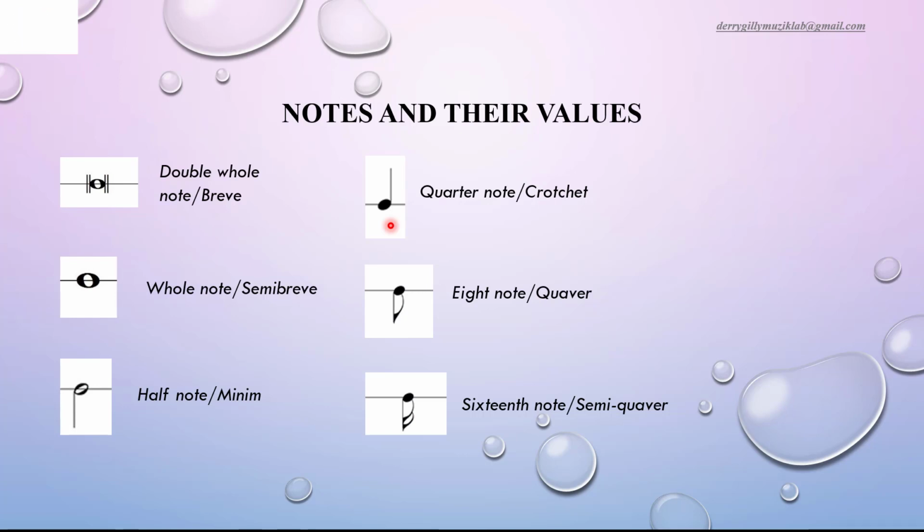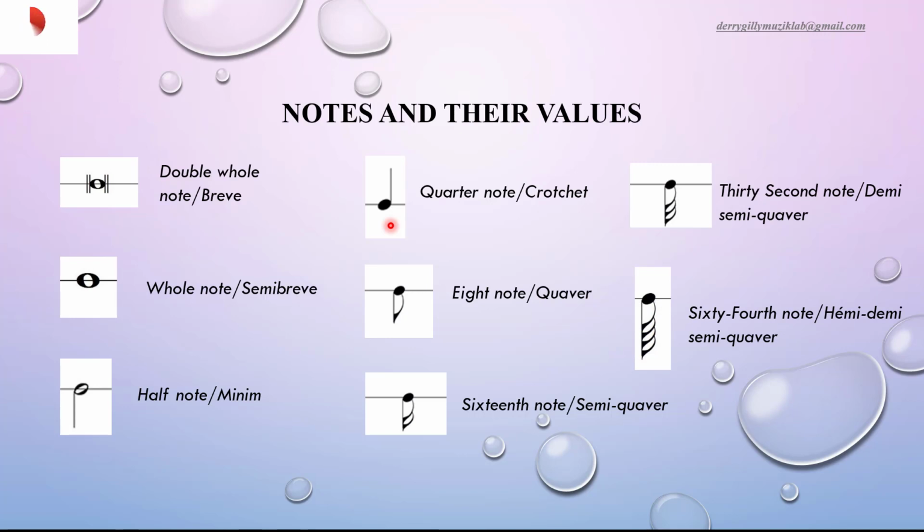All right, we have other notes and their values as well. An example is the 32nd note, which is also called the demisemiquaver, which is also a lot faster than all of them. And then we have the 64th note, which is the hemidemisemiquaver. You could see that this one has three flags, this one has four flags. These are the differences between them, and these ones are used by violinists and other players.